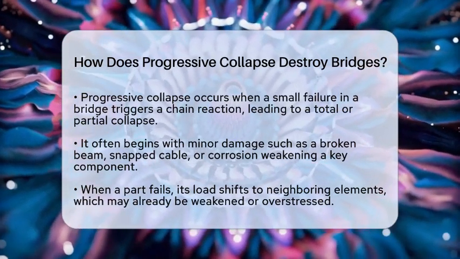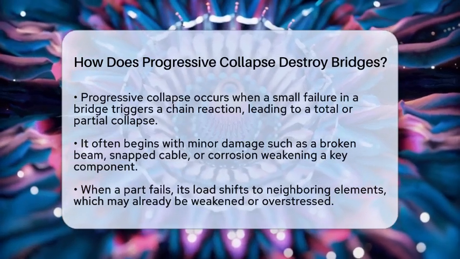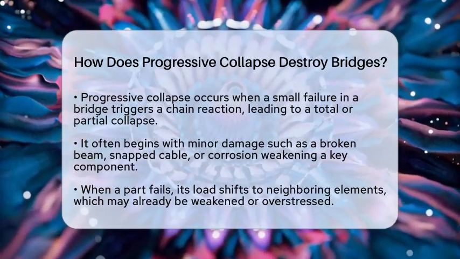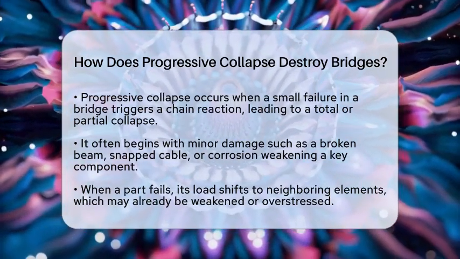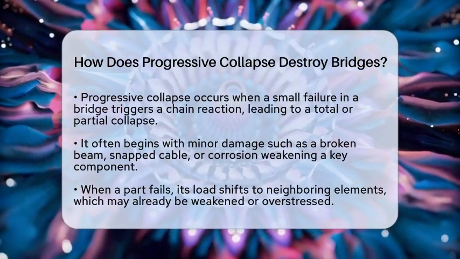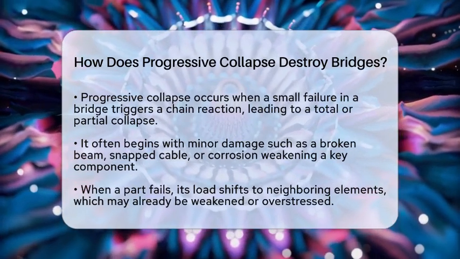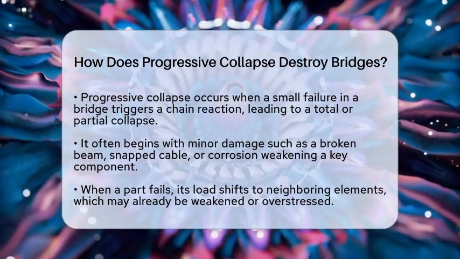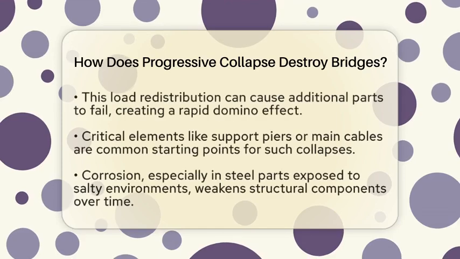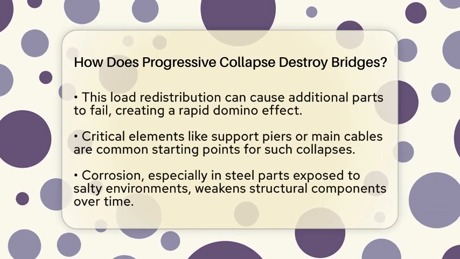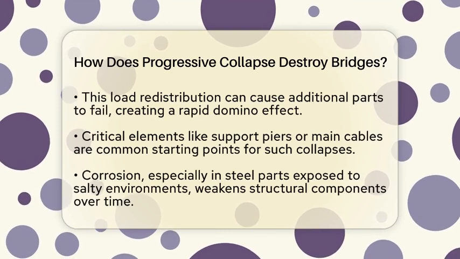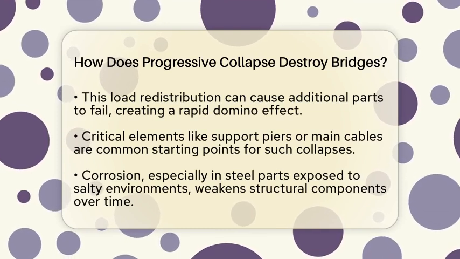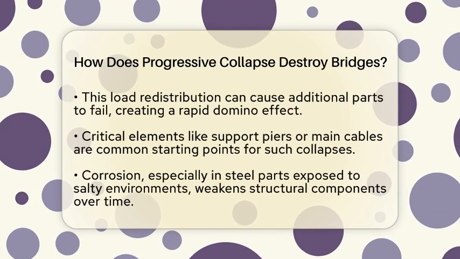It usually starts with a tiny damage, like a broken beam, a snapped cable, or corrosion weakening a key component. When that part fails, the load it was carrying shifts to neighboring parts. If those parts are already weakened or overstressed, they can fail too. This chain reaction spreads quickly, often leading to a sudden and complete collapse. Think of it like a row of dominoes falling: knock over one, and many others follow.